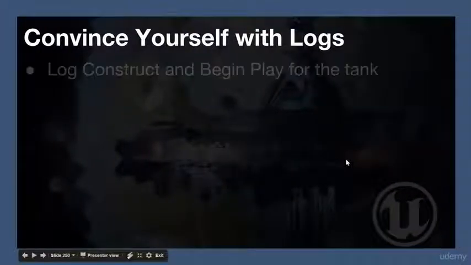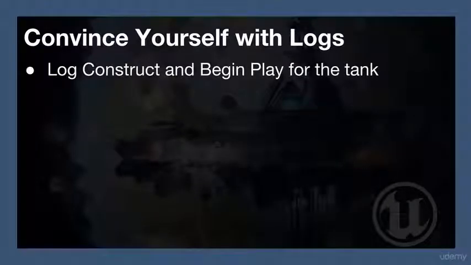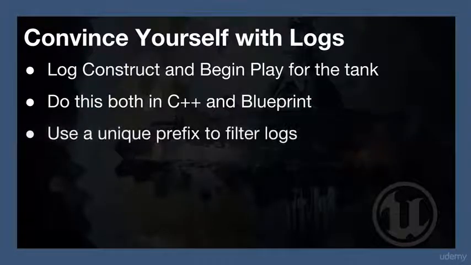So your challenge is this. I want you to convince yourself with logs what happens when. Log out the construction and the begin play for the tank, both in C++ and in Blueprint. So in the C++, I want you to put something in the constructor and the begin play. If the begin play is not on the tank, you need to put it back. And then add a single unique prefix to all of your log entries. Not a different one for every log, but they all want to be prefixed with, say, donkey. Because what you're then going to be able to do is filter the logs so that you can see the wood for the trees and just see the things you're interested in.